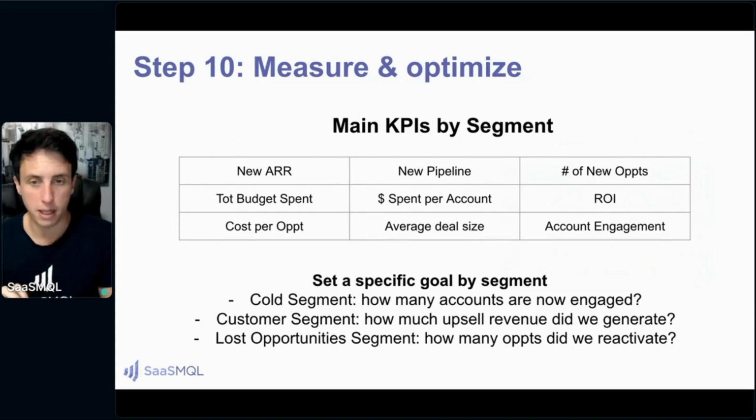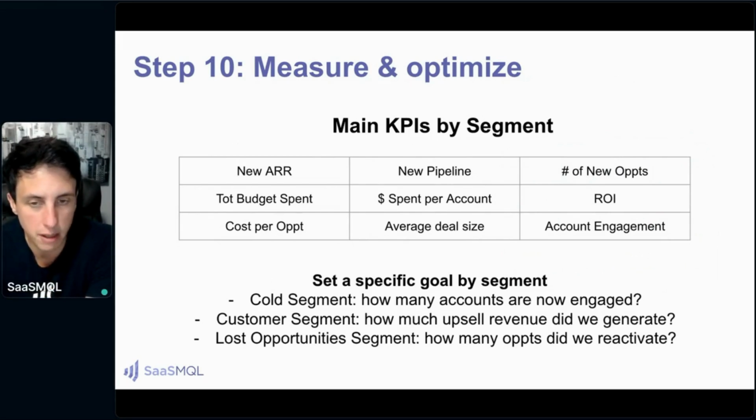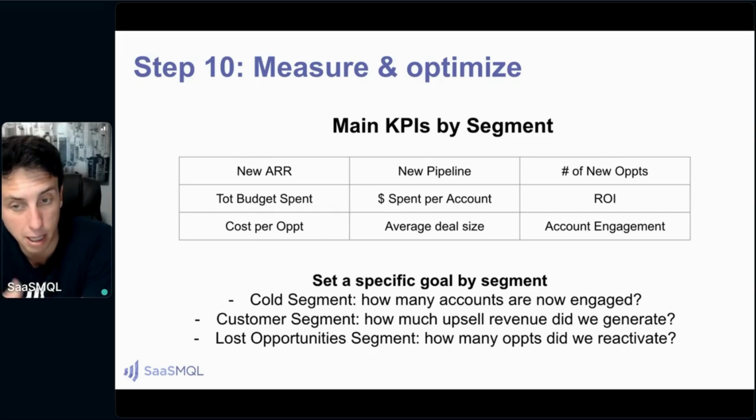So for each segment, you want to track how much new ARR you were able to generate in 6 months, 12 months, whatever the time frame is, how much new pipeline, how many new opportunities, how much budget you spent, how much you spent per account, so that if you add more accounts, you know how many dollars you're going to have to invest to target them. What was your ROI on that spend? What's the cost per opportunity? What's the deal size that came out of it? What was the account engagement?